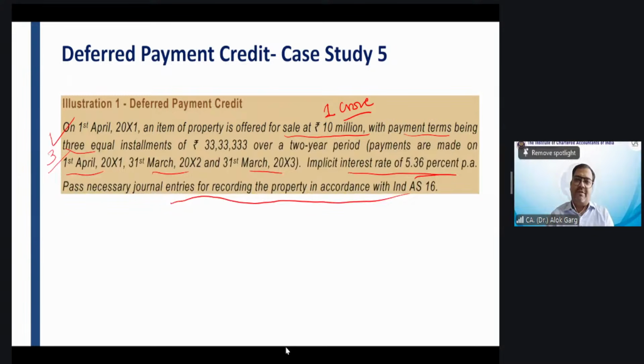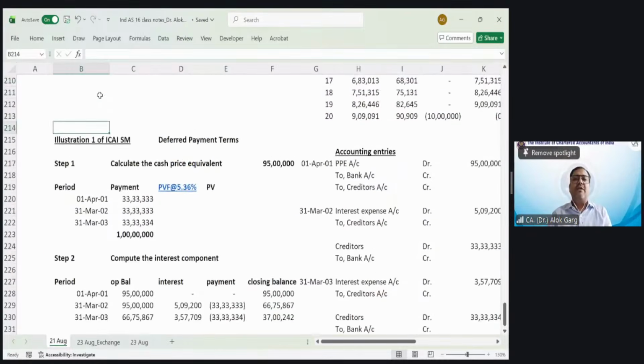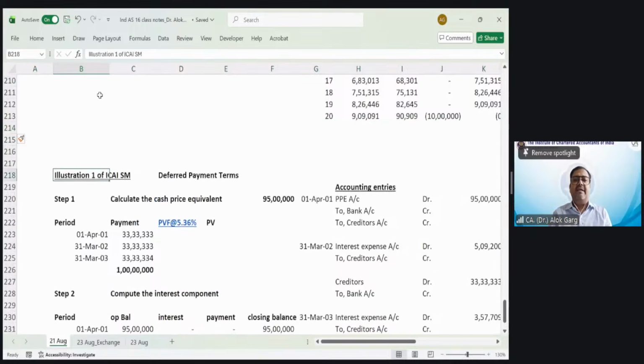First of all, I need to compute the present value. Right? I need to compute the cash price equivalent. Illustration number 1 of ICAI study material. You need to compute the cash price equivalent. So on the first day, I will pay 33,33,333.